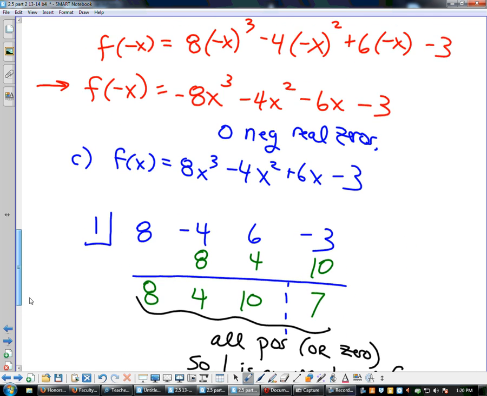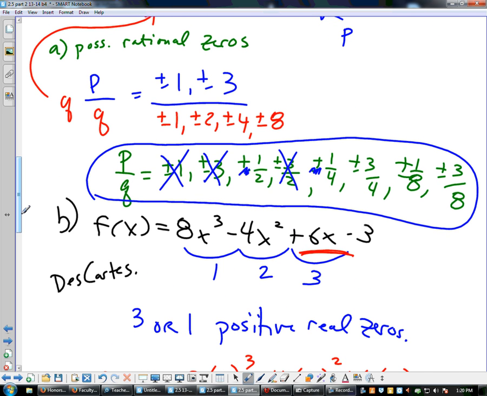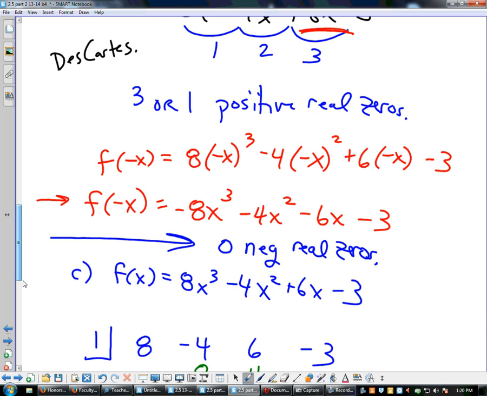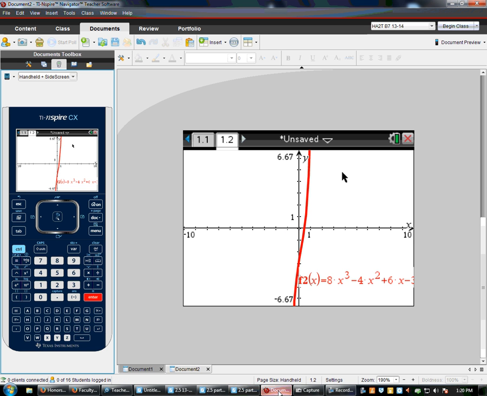Where was my, right here. There's no negative real zero. So I don't even have to consider any of the negatives. So I'm going to scribble out the negatives right now because of that Descartes' rule of signs. 3/4 has possibilities, 1/8 has possibilities, 3/8 has possibilities. So now that we know that, let's go back to the graph and see if we can narrow this down.